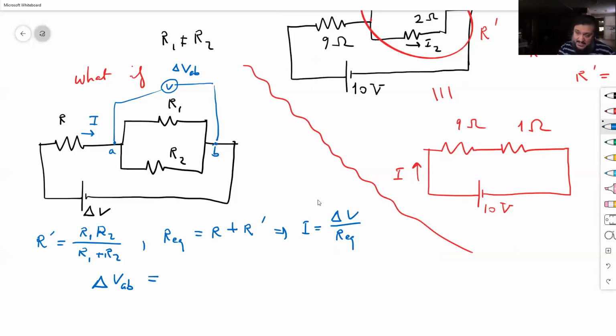So I'm going to take delta V, but subtract the drop, I times R, from it. Okay? Now that is delta VAB, and that is equal to R1 times I1. That's also equal to R2 times I2. So this is I1 here, and this is I2. Okay?